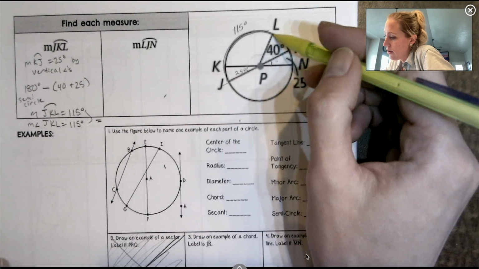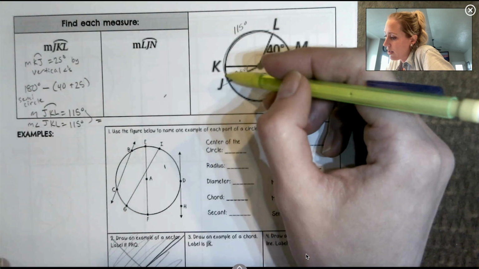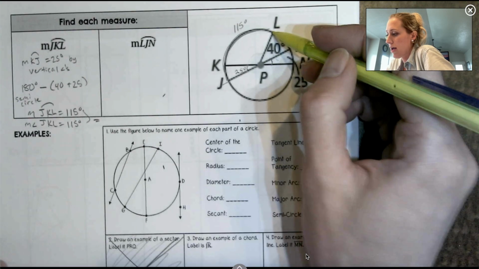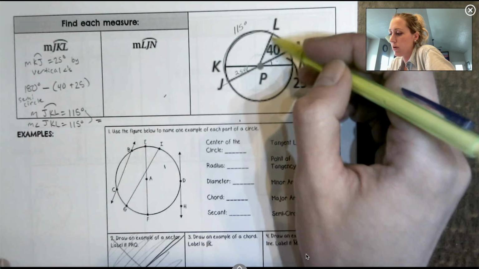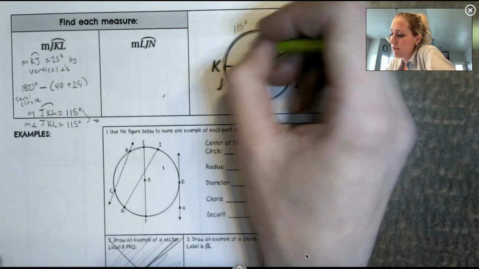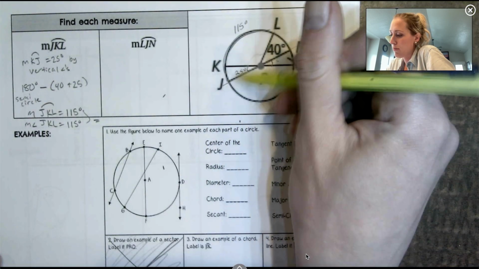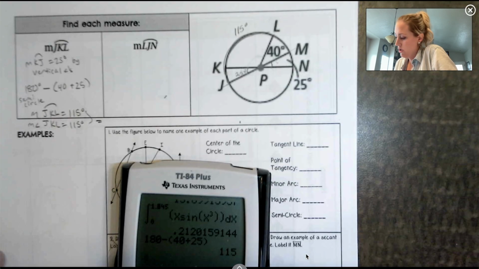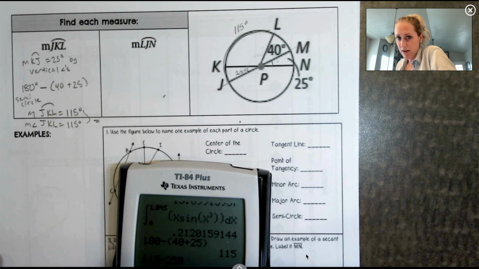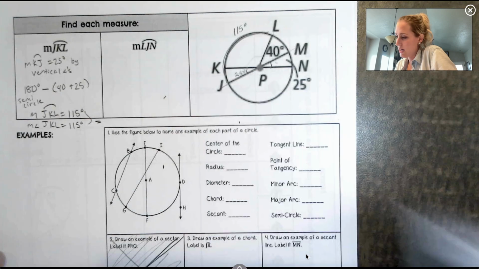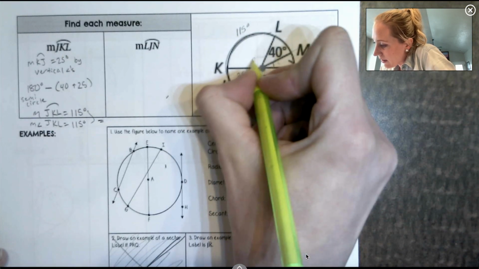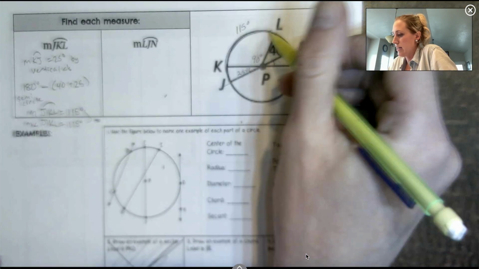JLJN. L, then to J, then to N. So notice I didn't go L, N, J. J's in the middle, so I go there second. So we could find this one because we could do 115 minus 25. So 115 minus 25 gives us 90. So this guy right here is 90.